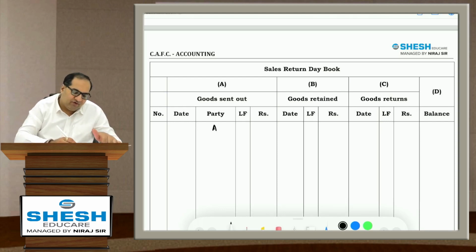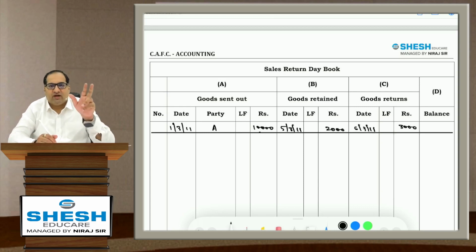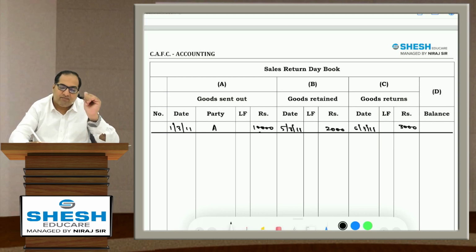So for example, on 1st March, I have dispatched goods worth rupees 10,000. By 5th March, he has retained goods worth rupees 2,000. By 6th March, he has returned goods worth rupees 3,000. So how much worth of goods did I dispatch? 10,000. Out of that, 2,000 worth of goods, what did he do? Quickly say. Retained, that is, approved. And 3,000 worth of goods, what did he do? Returned. So how much is still lying with him on approval? 5,000.